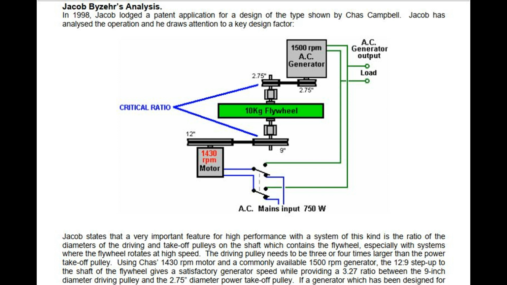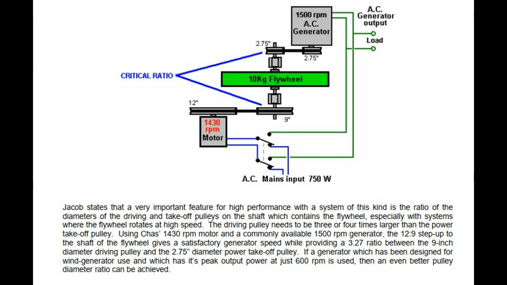Using Ches's 1430 RPM motor and a commonly available 1500 RPM generator, the 12/9 step up to the shaft of the flywheel gives a satisfactory generator speed while providing a 3.27 ratio between the 9-inch diameter driving pulley and the 2.75-inch diameter power take-off pulley. If a generator which has been designed for wind generator use and which has its peak output power at just 600 RPM is used, then an even better pulley diameter ratio can be achieved.